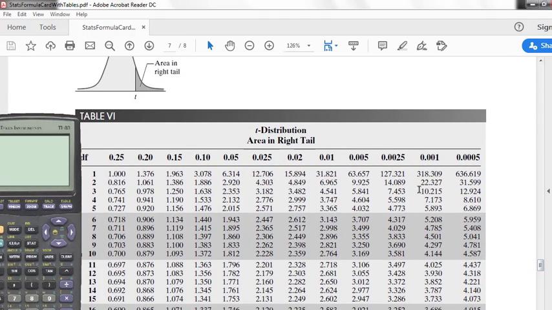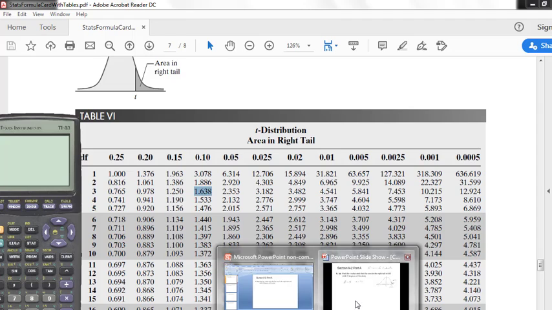This time, these are the areas across the top up here. So instead of the areas being inside the array, these are the areas across the top. And then this is the degrees of freedom down the side. And the numbers inside the array are actually the t-scores this time. These are all t-scores and not area anymore. The areas are listed across the top, and the degrees of freedom are listed down the side.